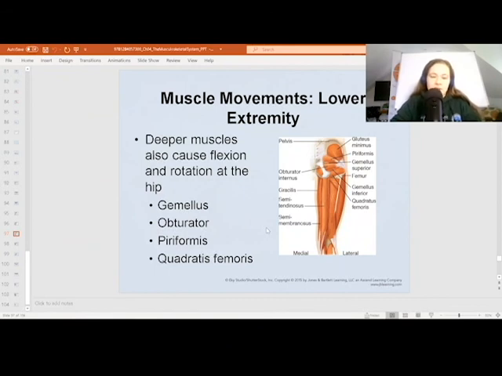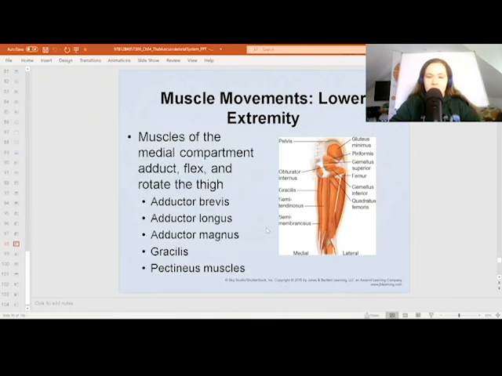Gemellus, obturator, piriformis, and quadratus femoris. Why are these Latin words? Muscles in the medial compartment adduct, flex, and rotate the thigh: adductor brevis, adductor longus, and adductor magnus, gracilis, and pectineus muscles.